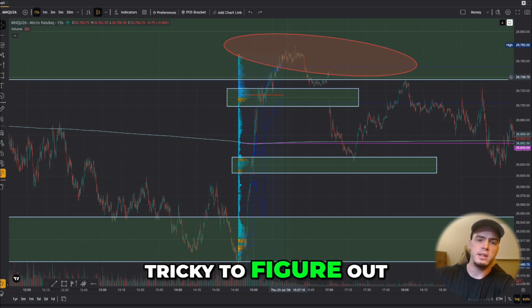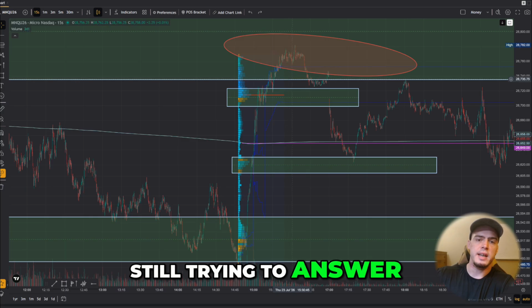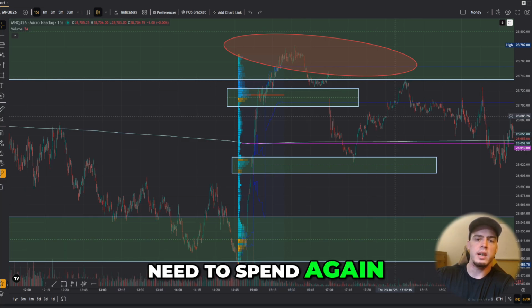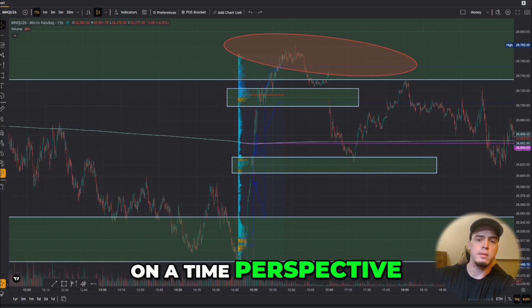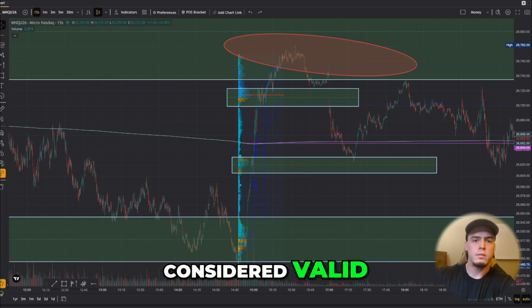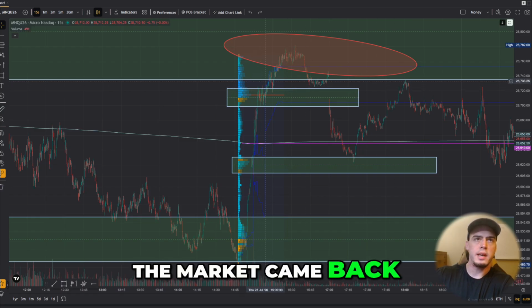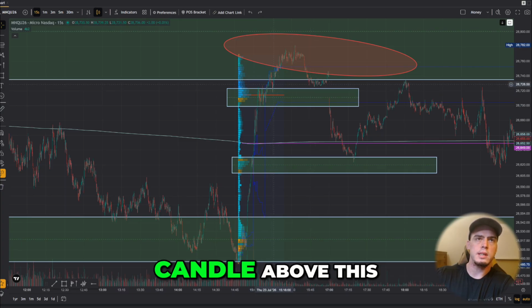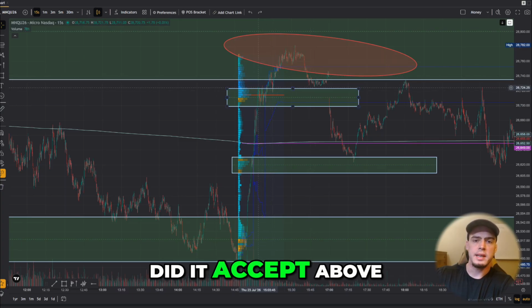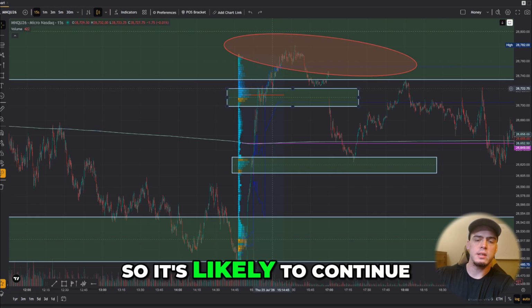Acceptance is kind of tricky to figure out. It's a question I'm still trying to answer. How long does something need to spend again above or below a given level for acceptance on a time perspective to be considered valid? So in this case specifically, the market came back up here and it spent, I don't know, 10 closes of this candle above this. Did it accept above this point? Yes. So it's likely to continue.